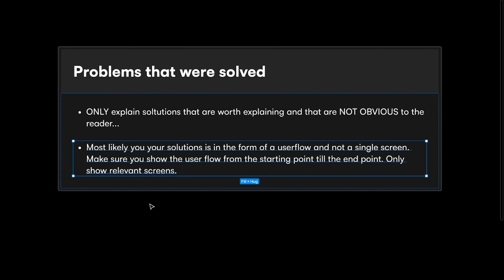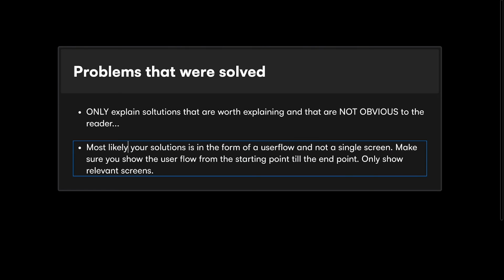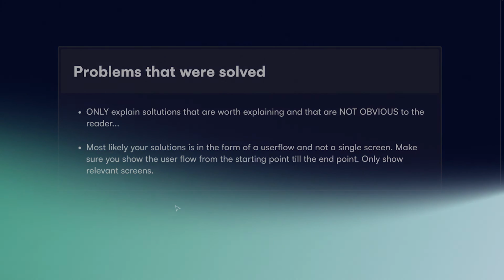And the last one. Most likely your solutions are going to be in the format of a user flow, and not a single screen. Of course, sometimes it can be a single screen itself. It's not a wrong thing or a bad thing. There can be a problem on a particular screen as well. Maybe the screen had a lot of visual noise. The screen didn't look good. There was some problem with the screen. So it can still be a single screen, but most likely you're going to be solving a problem which has a collection of screens, which is basically a user flow.